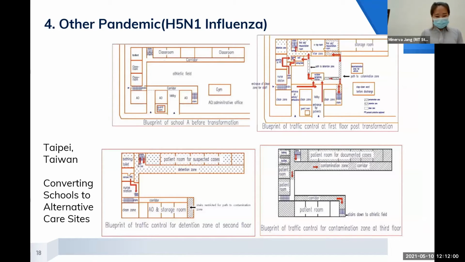Students are learning remotely to prevent spreading the virus, and schools are distributed evenly throughout each city. Because of the structures of schools, our risk zone can be separated. Also, even though every school has a different layout, alternate care sites can be adapted into each school.